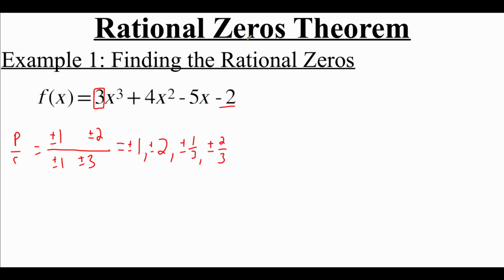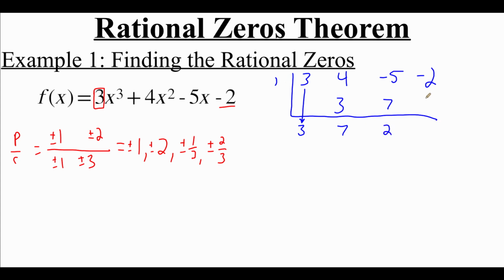To see which ones work, I'm going to run some synthetic division. Inside of your synthetic division bracket, remember we put the coefficients from our polynomial in there. Then all I'm going to do is guess a number off of my list, and do the synthetic division to see if it works. So let's say I wanted to test out 1. I would drop the 3 down. I would take 3 times 1 to get 3. I would add the 4 and the 3 to get 7. 7 times 1 is 7. I'm going to add up the negative 5 and the 7 to get 2. And 1 times 2 gives me 2. And I get 0 as my remainder.